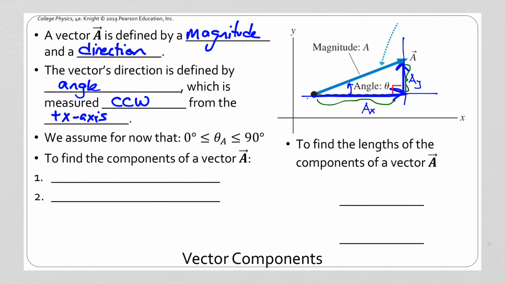The hypotenuse of the right triangle is the magnitude of the vector. This is important. Make special note of this. The magnitude of the vector is always the hypotenuse, and the magnitude of the vector is always positive.